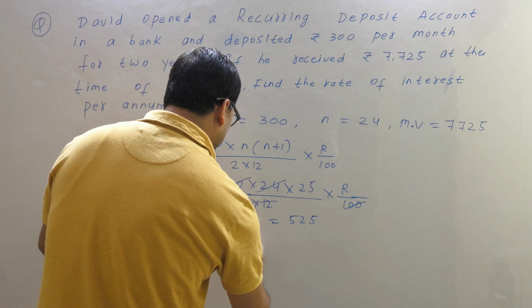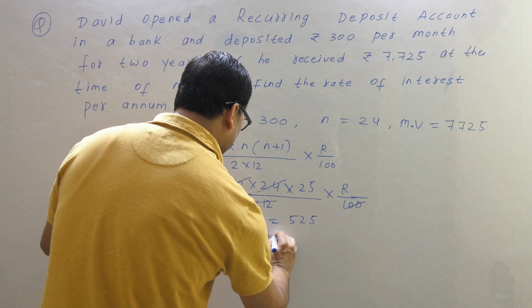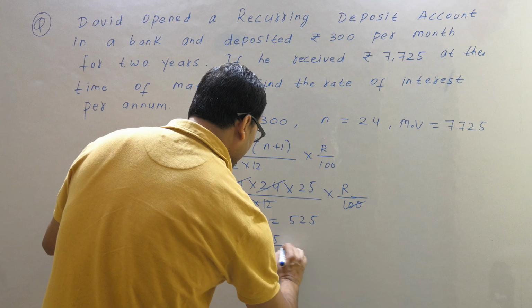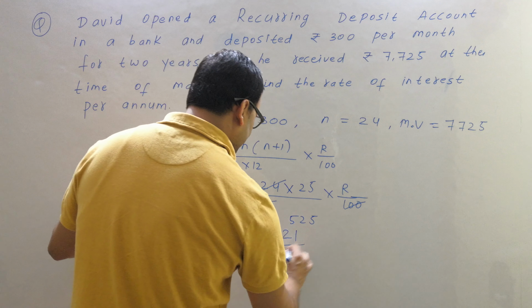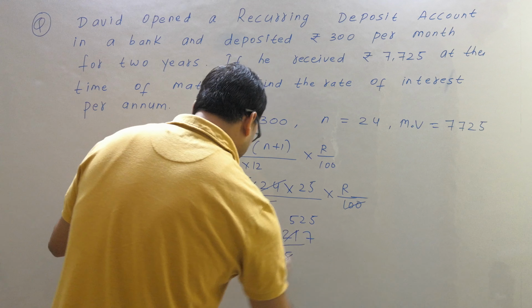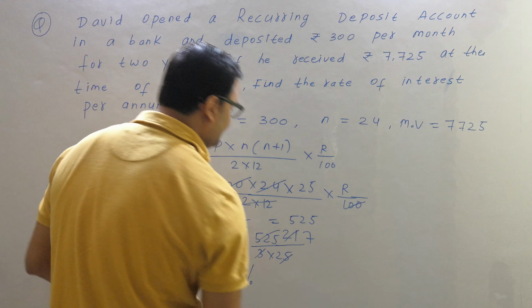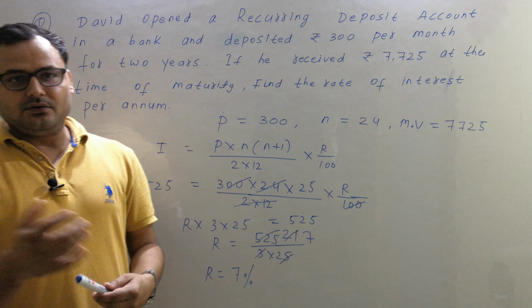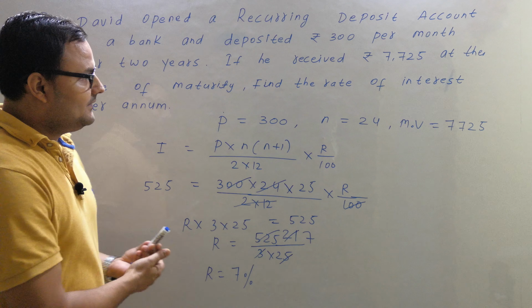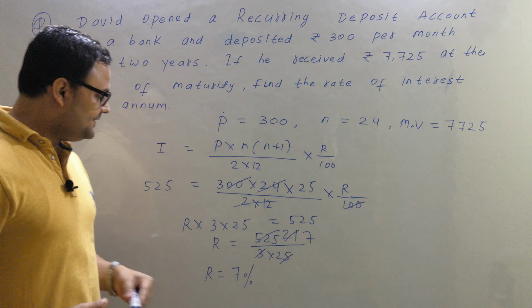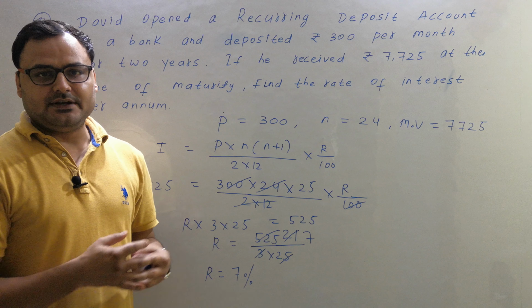Then rate equals 525 divided by 3 into 25. If you know 25, we can do it: 25 twos are 50, and 25 ones are 25, and 3 sevens are 21. It means we got rate equal to 7% per annum. I told you in the starting only, this is one of the easiest topics of class 10th ICSE. So for this question, rate equals 7%.